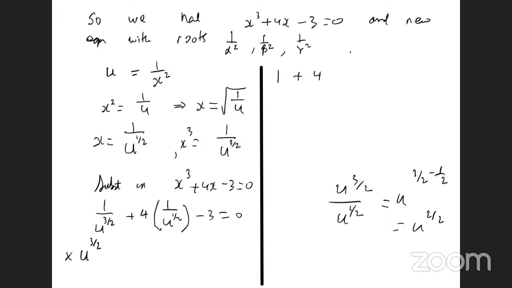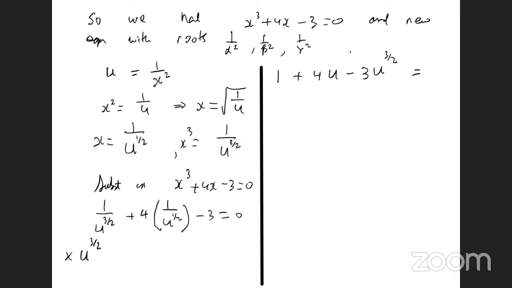Are you sure? Follow there still. So you'll end up with 4 by u minus 3 by u to the 3 on 2 is equal to 0. Trying to make it look nice, so we have 1 plus 4u is equal to 3u to the 3 on 2. So I'm going to square up here, and I'm going to square up here so I don't have that fraction anymore.